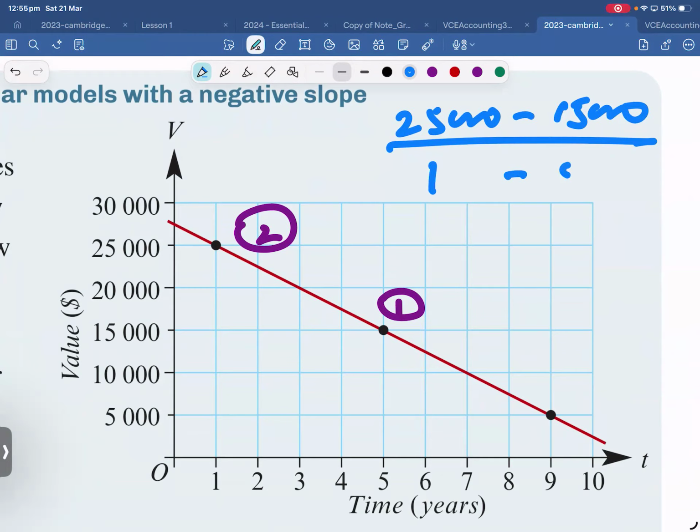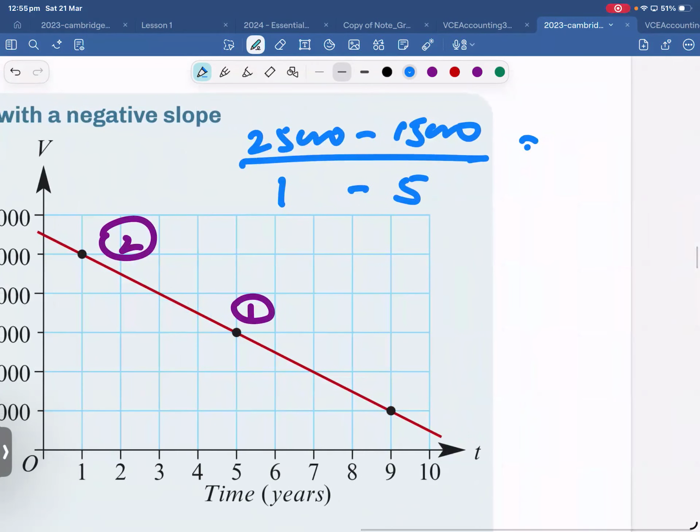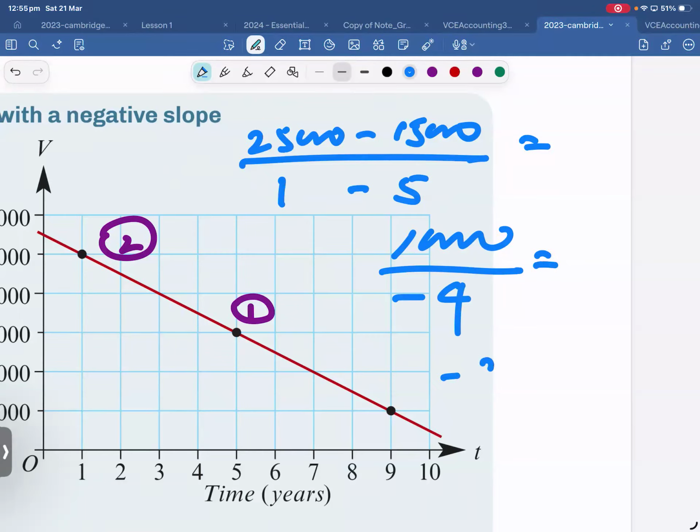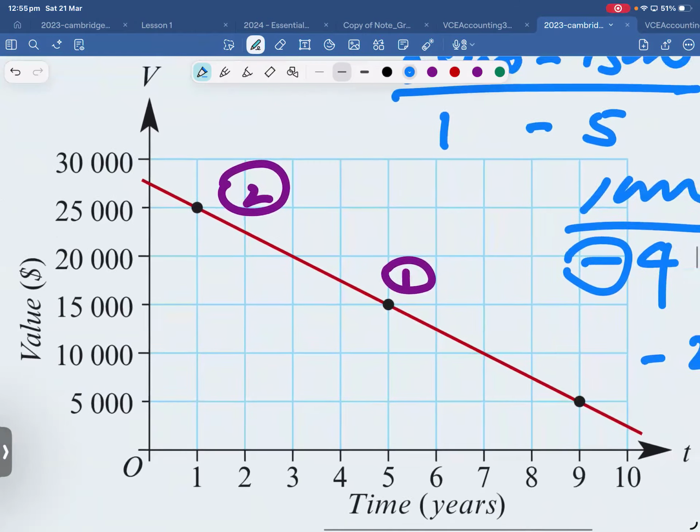X1 is 5. So then what is happening is you are getting a negative value. So 25 take away 15 is 10,000, right? 1 minus 5 is minus 4. That means we are getting negative 2,500. So it's negative because the denominator is negative. Anyway, it should be negative, yes.